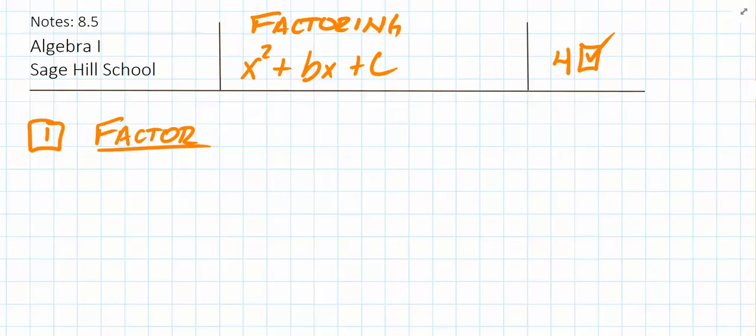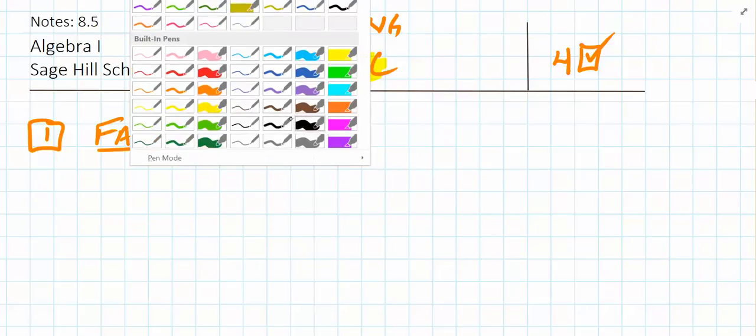Okay, so we're going to take a look at factoring quadratic trinomials. Now, what's a quadratic trinomial? It has to have a power of 2, and there has to be 3 terms. So we're factoring quadratic trinomials, all right? So here's the first one that we're going to factor together. It's going to look like this.